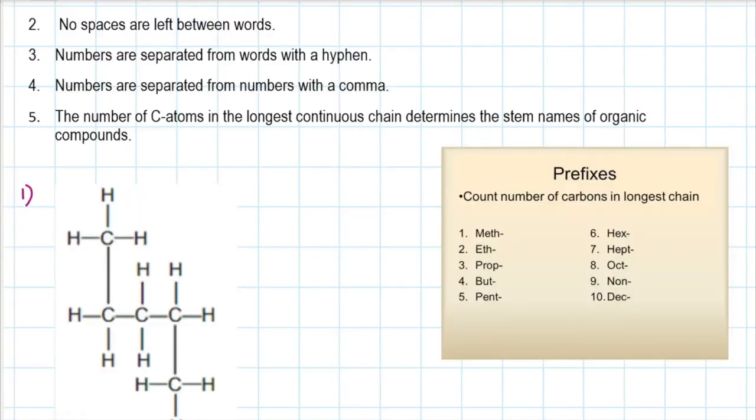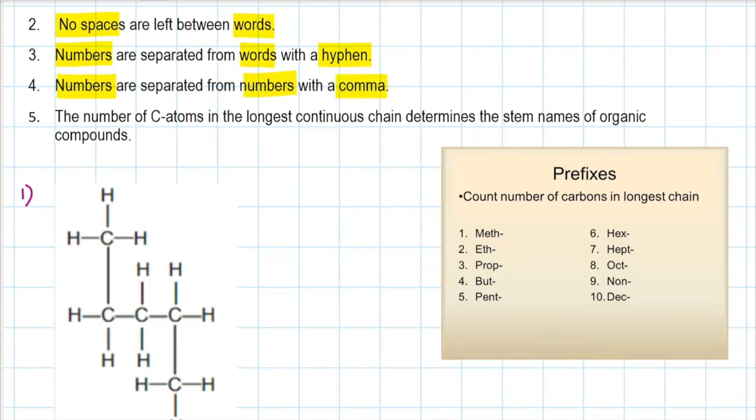Rule number 2 says that when we write out the names of different organic substances or molecules, we leave no spaces between words, or in other words, no spaces between letters. Number 3 says that numbers are separated from words with a hyphen. Rule number 4 says numbers are separated from numbers with a comma.